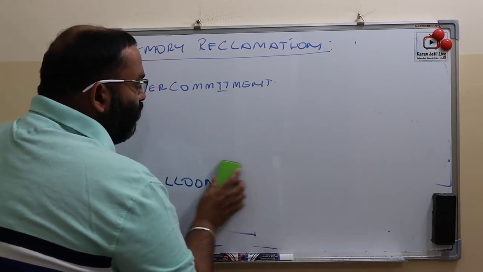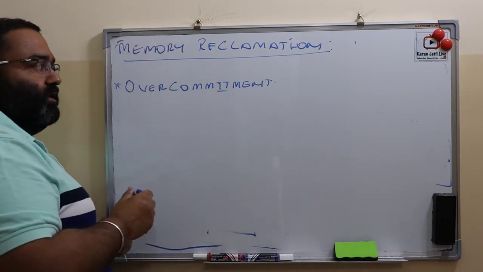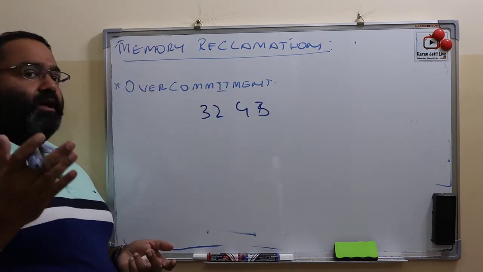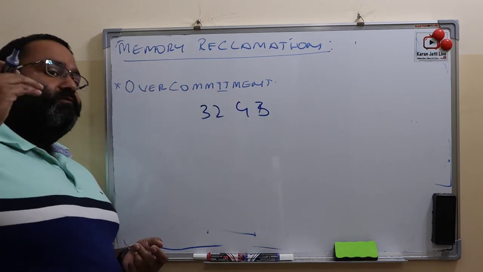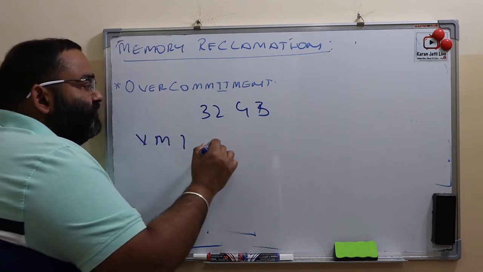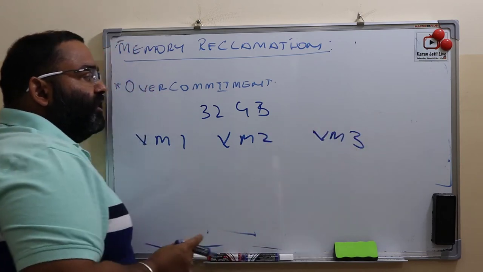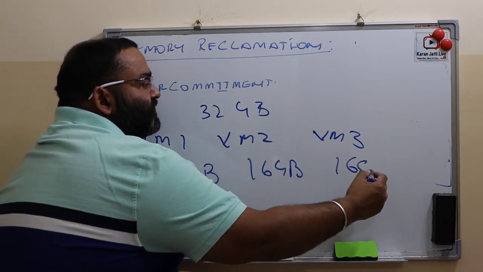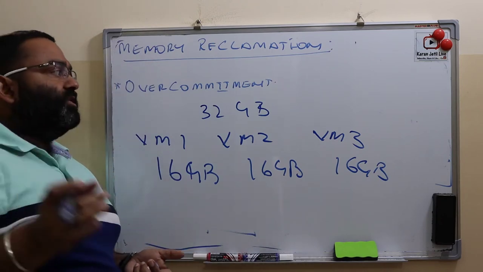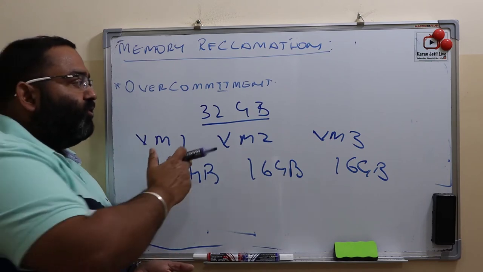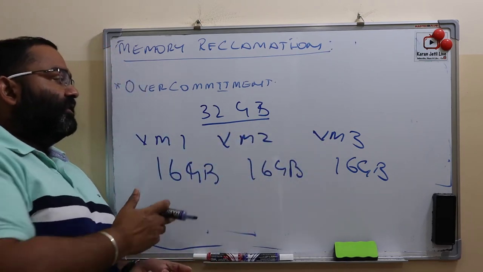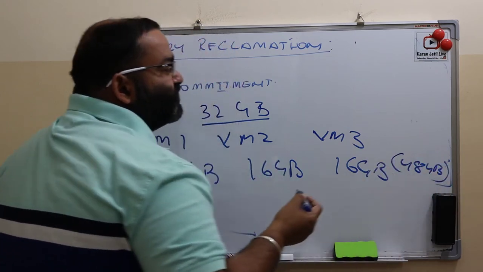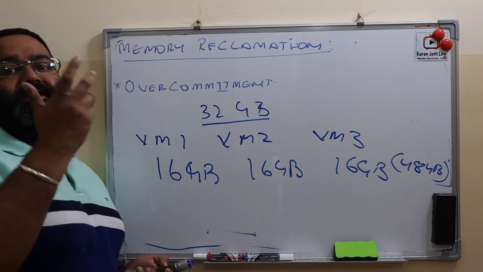First, let us discuss what overcommitment is. Suppose we have a total of 32 gigabytes of memory, and on this physical host I installed three virtual machines, VM1, VM2, VM3, and each virtual machine has 16 GB. So the total physical memory I have is 32, and the total memory of all three virtual machines combined is 16 plus 16 plus 16, that is 48 GB. So what do we call it? We call it overcommitment.